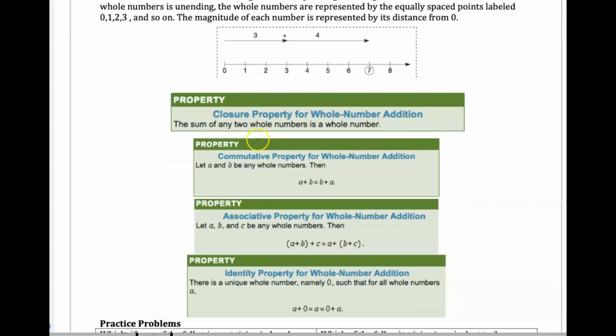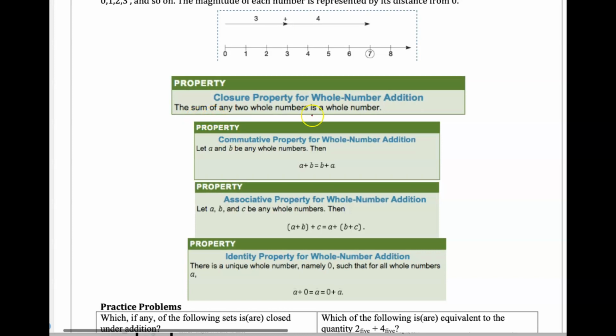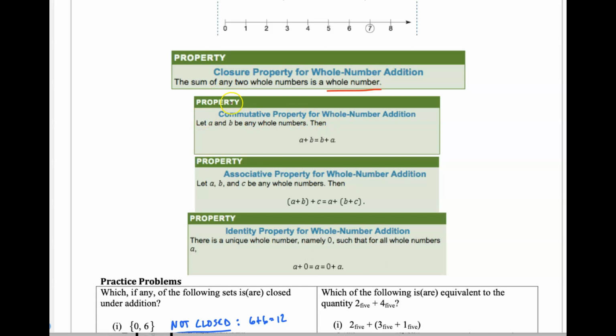Then we have these properties for addition that you may be familiar with. Some people forget what the words mean and then try to memorize. What's important is just understanding that there are rules for these operations. The sum of any 2 whole numbers is a whole number. That's called the closure property. It doesn't become something else. Remember, addition is an operation: it's doing something on the numbers and then something happens.